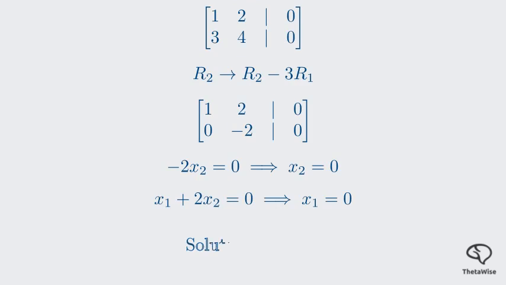From the first row, x1 plus 2 times x2 equals 0. Substituting x2, we get x1 equals 0. The only solution is the trivial solution, x equals the 0 vector.